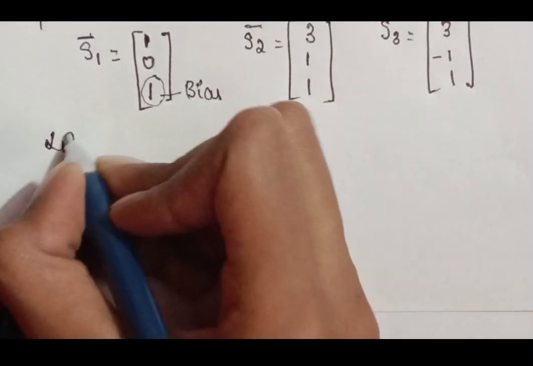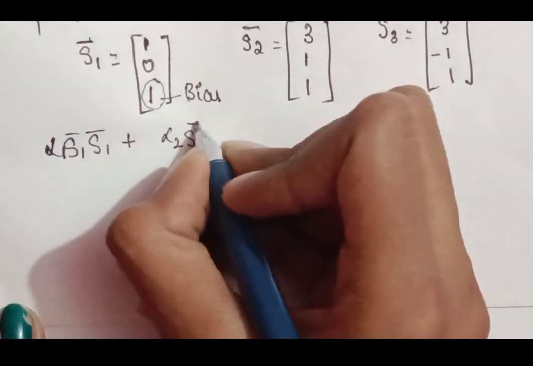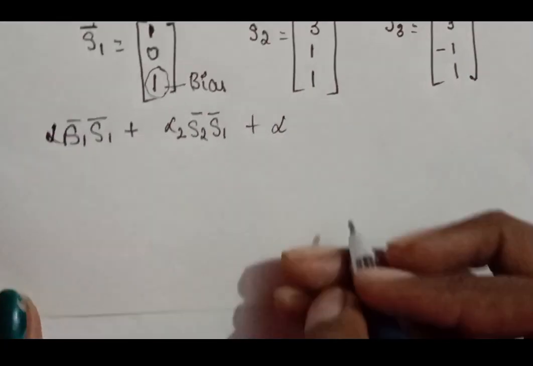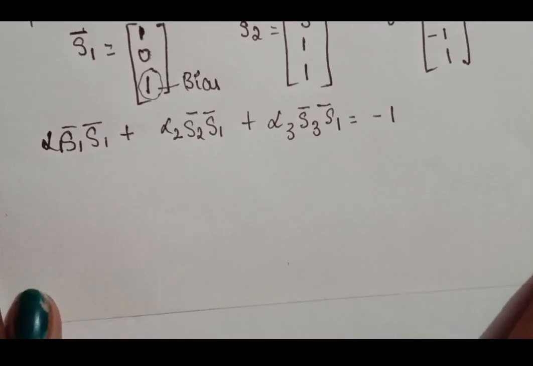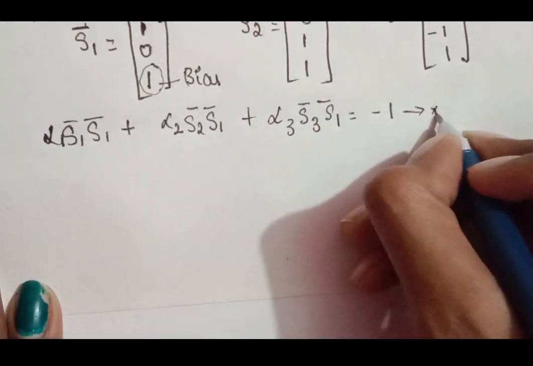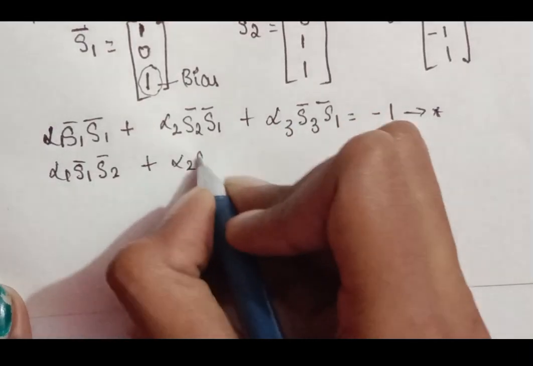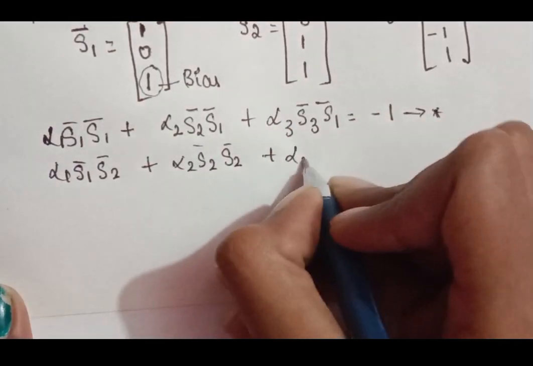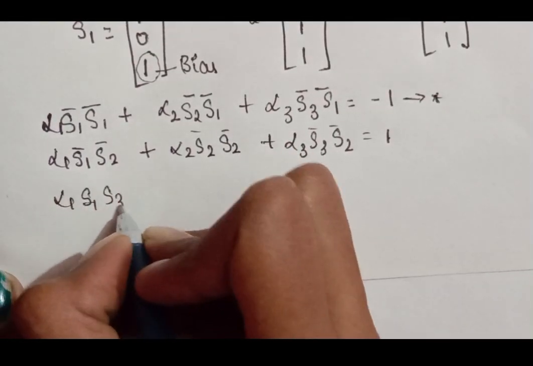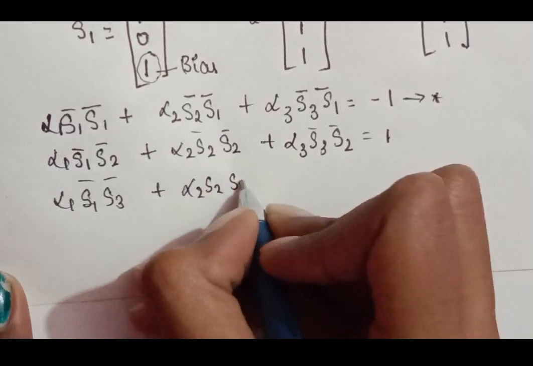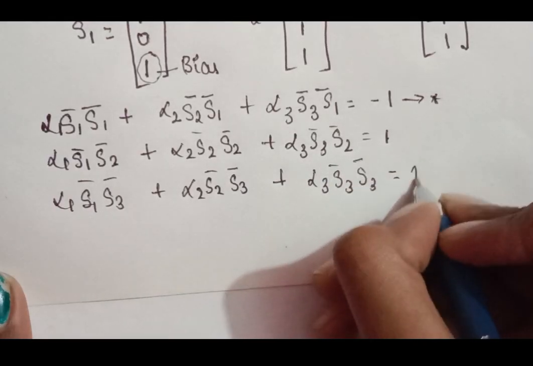So the formula is alpha 1 S1 S1 plus alpha 2 S2 S1 plus alpha 3 S3 S1, which is equal to minus 1. So this is the first equation. Next, alpha 1 S1 S2 plus alpha 2 S2 S2 plus alpha 3 S3 S2, which is equal to 1. Alpha 1 S1 S3 plus alpha 2 S2 S3 plus alpha 3 S3 S3, which is equal to 1.